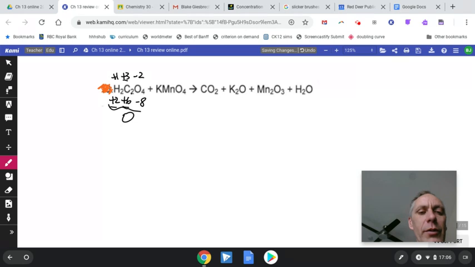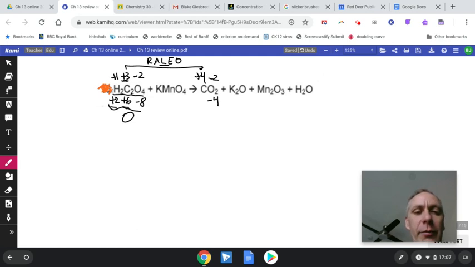Okay, so carbon goes from plus 3, minus 2, total minus 4, to plus 4. So carbon goes from plus 3 to plus 4. Is that a gain or a loss of electrons? So it's becoming more positive, so that means it is losing negative electrons to become more positive. So that means this molecule is the reducing agent, and it's undergoing oxidation as it loses electrons. Oxidation state becomes more positive.